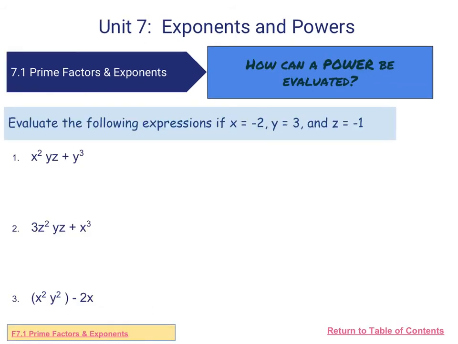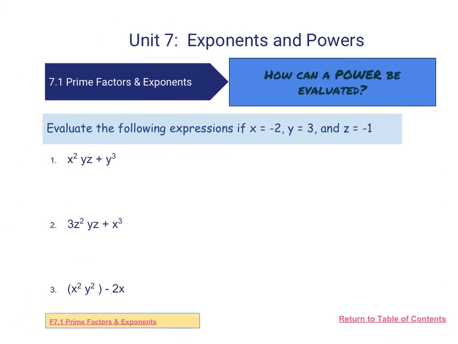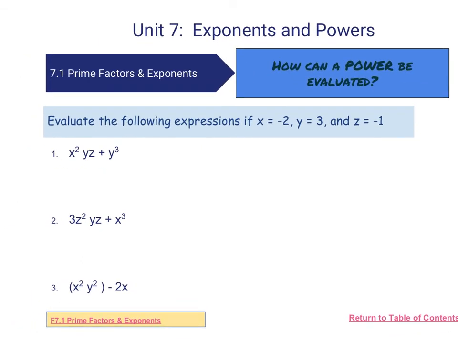All right, let's look at this. Evaluate the following expressions if x is equal to -2, y is equal to 3, and z is equal to -1. So literally that means that wherever I have x, I'm plugging in a -2. Wherever I have y, I'm plugging in a +3. And wherever I have z, I'm plugging in a -1.